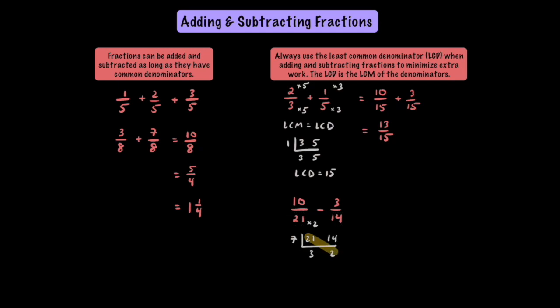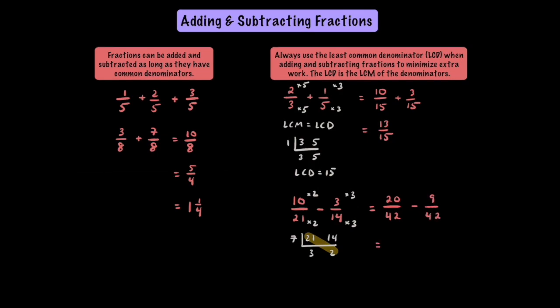We're going to multiply the fraction on the left, on the top and bottom, both by 2, and multiply the fraction on the right, top and bottom, both by 3. Rewriting these fractions, we're going to get 20 over 42, subtract 9 over 42. 20 subtract 9 gets us 11, while the denominator stays the same as 42.